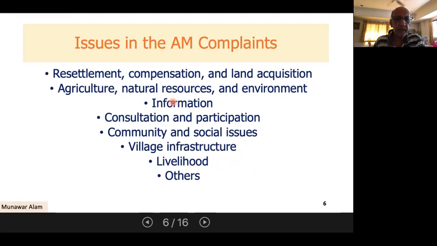One of the common threads is about information dissemination and consultation and participation, lack of consultation. People always complain that they have not been informed about the project, they have not been consulted properly, and they have not been participating in the projects, or they have not been allowed to participate in the project. And consultation should always be meaningful.